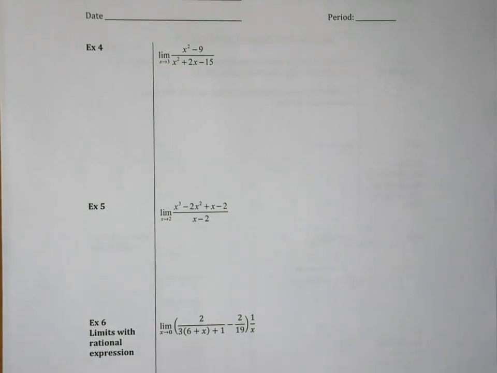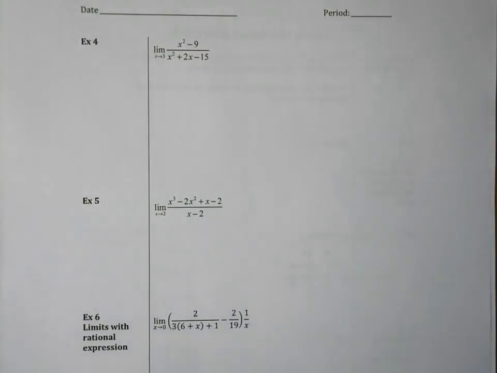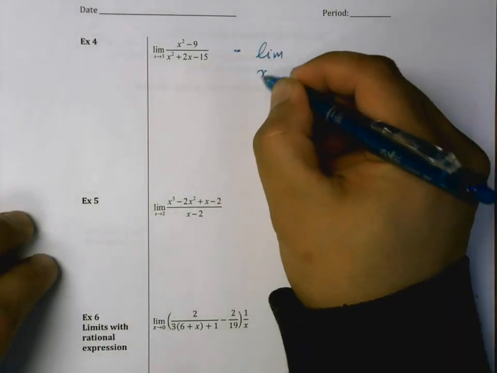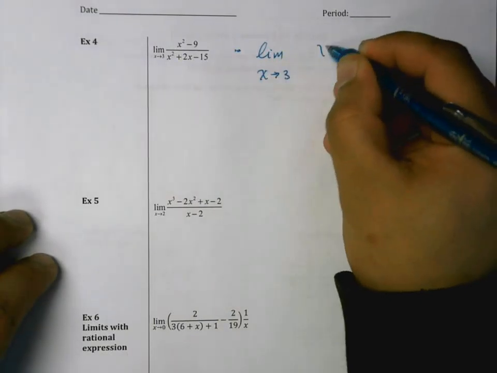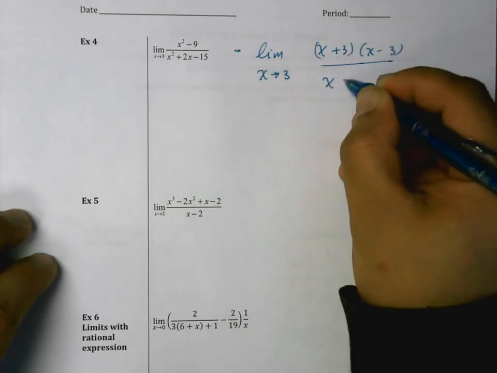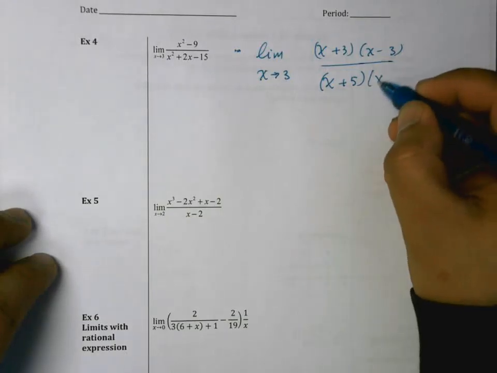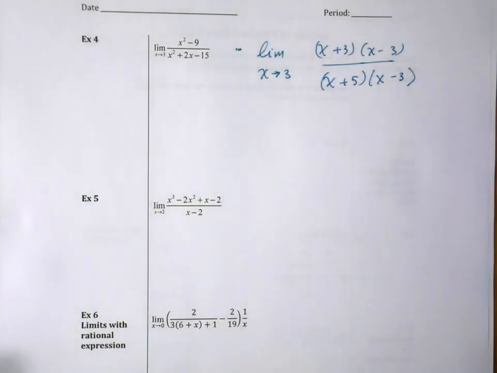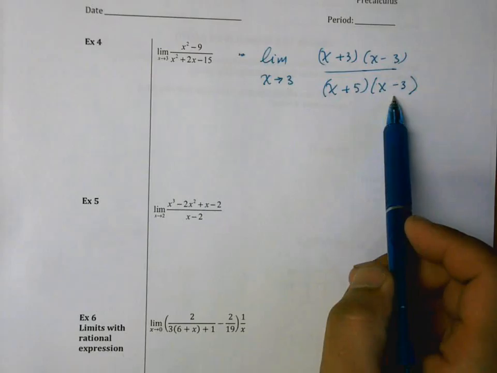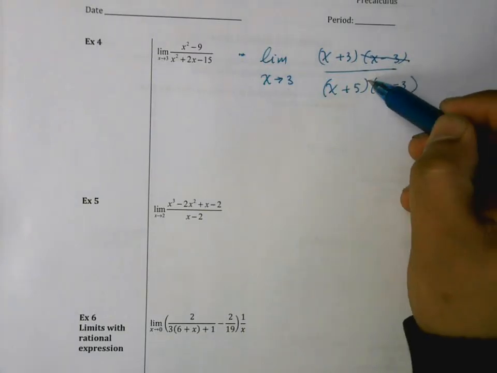And so from the previous videos, hopefully you see that a good idea here is to start by factoring the top, which is x plus 3, x minus 3, and then factoring the bottom, which is x plus 5, x minus 3. Okay. So if we were to substitute in 3 here, we would get division by 0, which would not be very helpful. But because we factored it, we have the ability to cancel out these terms. And then now we can do direct substitution.